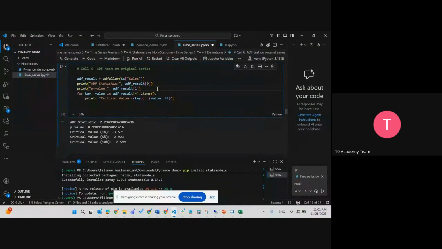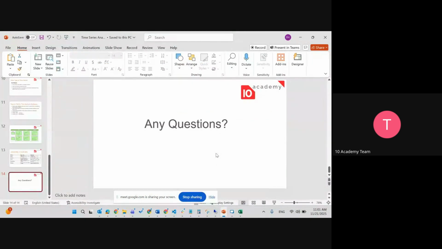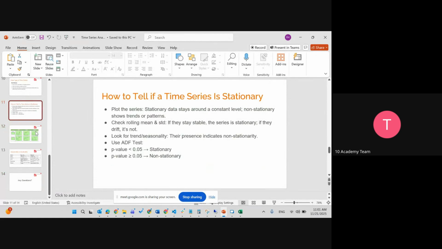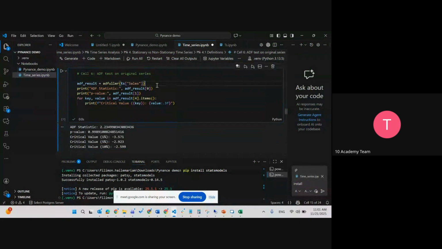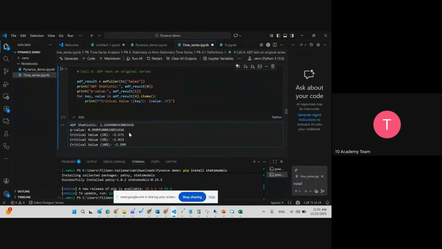So this is the ADF test I was talking about. The ADF test is a calculation to identify whether our time series is stationary or not. Like I told you, if the p-value is less than 0.05, it's stationary. If it's greater than 0.05, it's non-stationary. As you can see, we calculated the ADF test for our data, and it gives us a p-value of 0.99. This is well above the threshold.